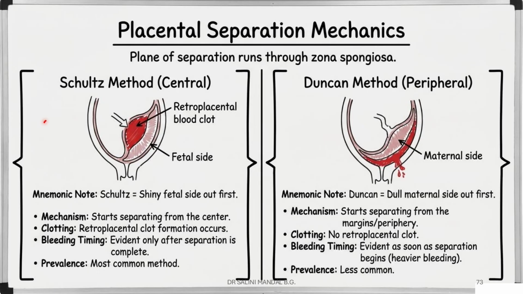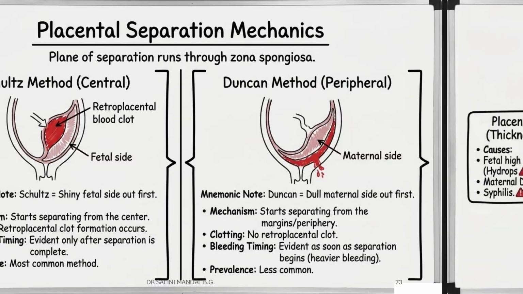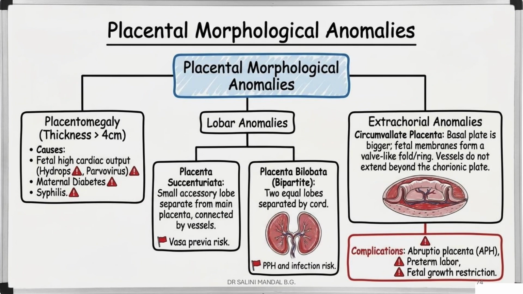So compared to the Schulz method, Duncan method is less common. So dull Duncan and shiny Schulz. Remember, central and peripheral. Now there are a few other placental morphologies also, anomalies basically.